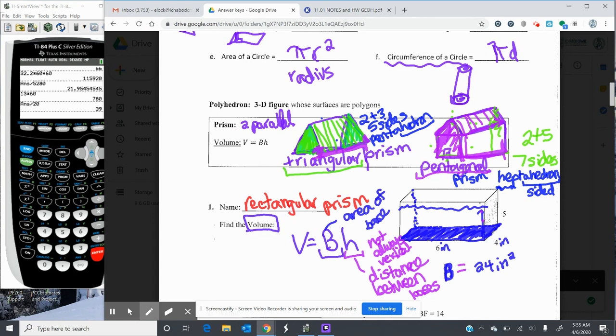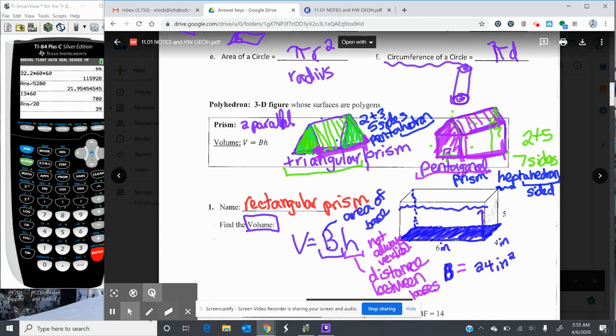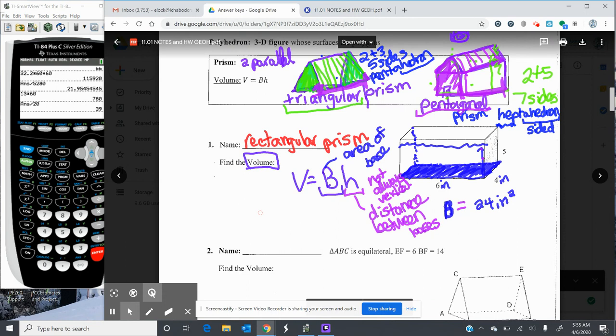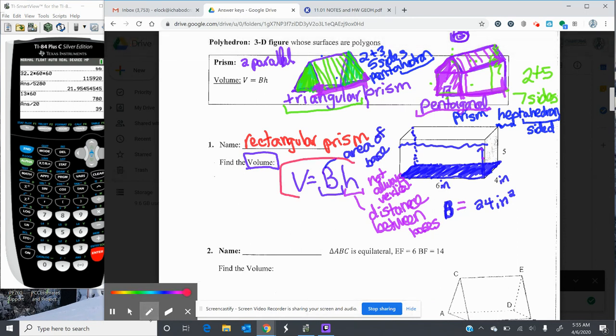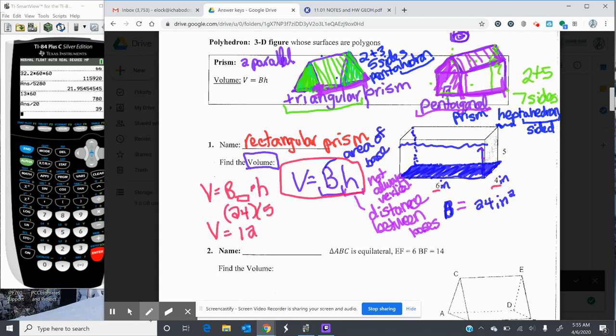So area of the base here, and I can write this just a little bit different for us. Volume equals capital BH. That's our general formula for any prism we encounter. But for our picture, volume is going to equal area of the base, which is our rectangle, times the height. So area of the base we found to be 24, 6 times 4, and the height is 5. So our volume here is going to be 120.